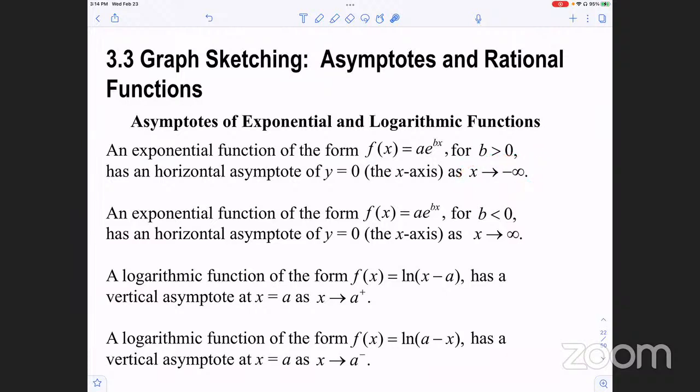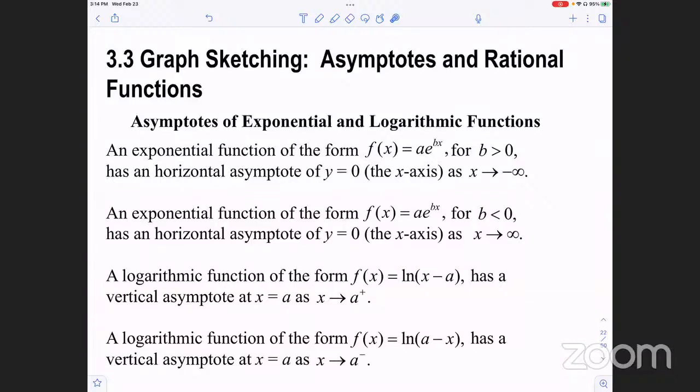When b is negative, so when it has a negative exponent, we multiply the inside by a negative, so that causes it to flip horizontally. So now we have exponential decay. So now y equals 0, or the x-axis, serves as a horizontal asymptote as x goes to positive infinity. The first one was as x goes to negative infinity, but now because we're dealing with exponential decay, y equals 0 is our horizontal asymptote as x goes off to the far right. You just have to think about the basic shape of exponential functions and go from there.